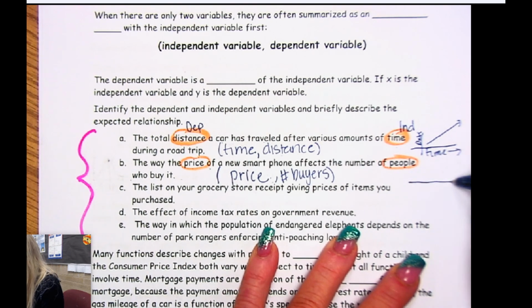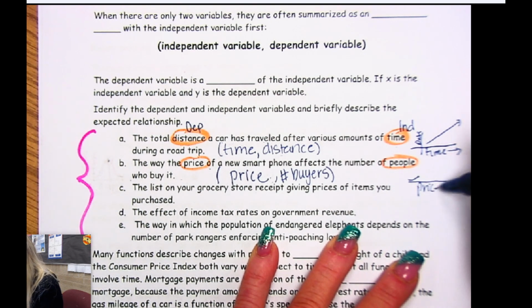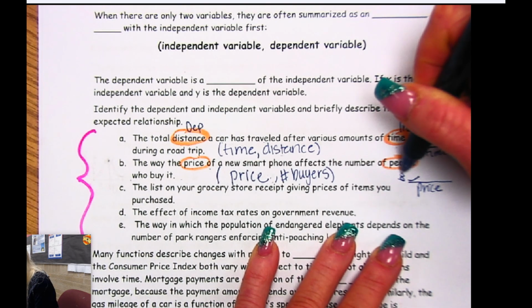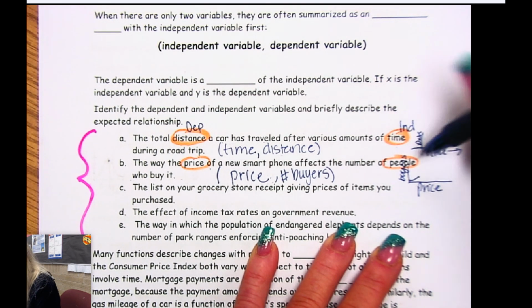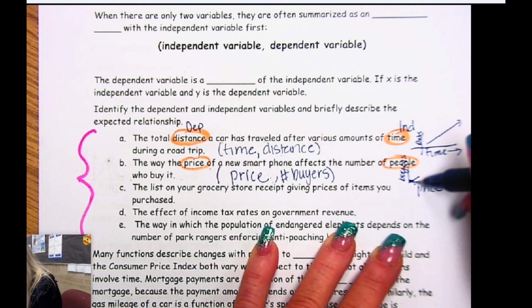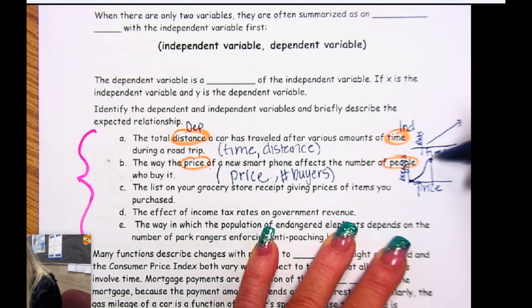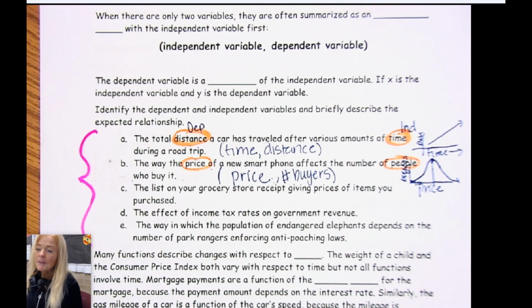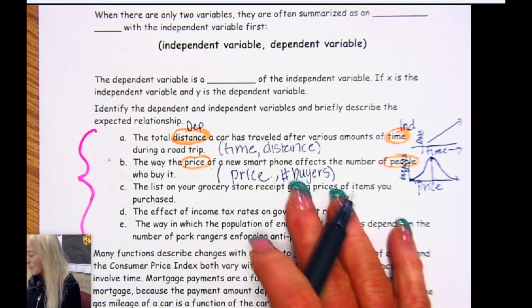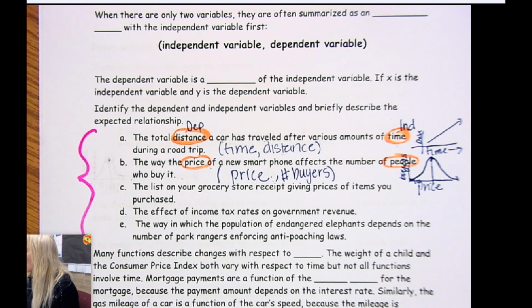This graph's going to look a little different. We have the price along here, and then the buyers here. So first of all, if the price is not very big here, not very many people will buy it. And then as the price gets to that sweet spot right there, we have max buyers. And then as the price continues to increase, gets too expensive, and then we have fewer buyers. So anyway, price and the number of buyers are the independent-dependent variable, just like that.